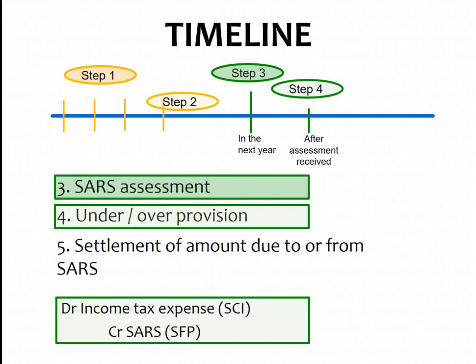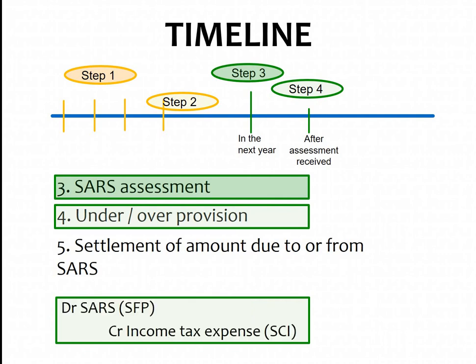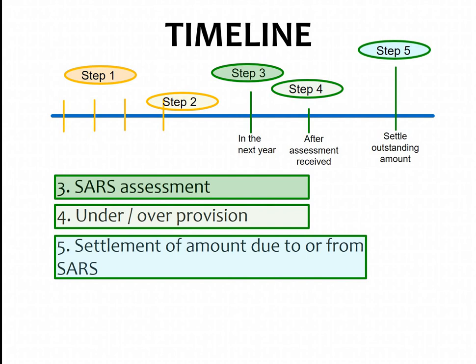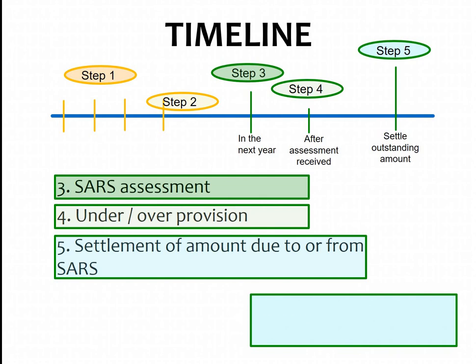Again, you'll remember what your journal entry will be. It's debit income tax expense or credit SARS. This is in the case of an under provision. And then it would be debit SARS and credit income tax expense if it was an over provision. Lastly, we'll settle the account due to SARS. If we have an outstanding balance, we'll pay SARS, and the journal entry will be debit SARS, credit bank, again because we're paying SARS. If SARS owes us money, the journal entry will be debit bank, credit SARS.